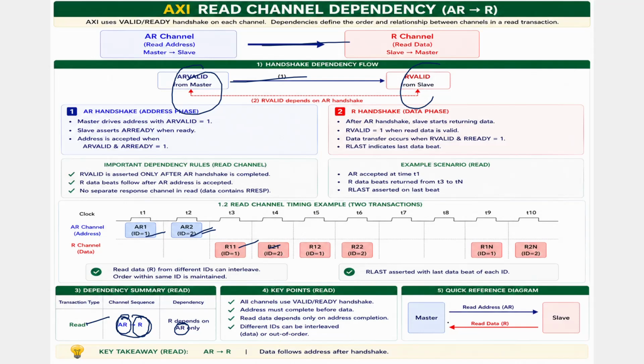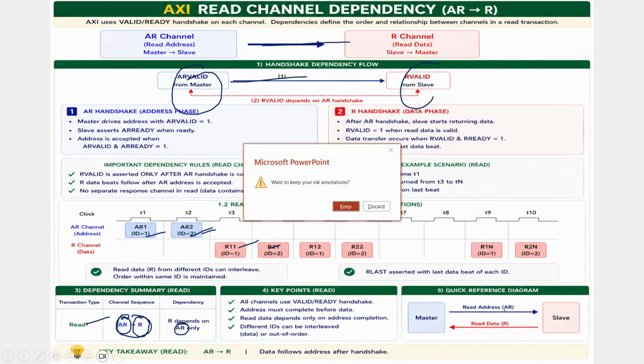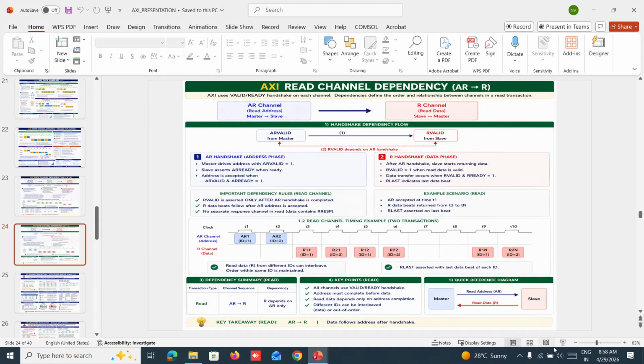Transfers go from master to slave and then from slave to master. So up to this you can read.